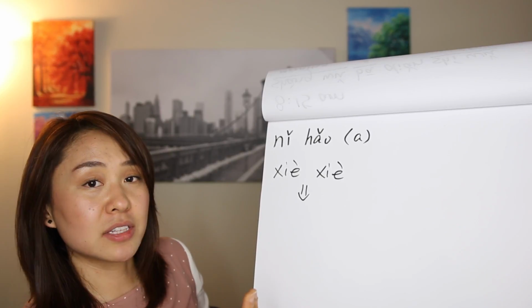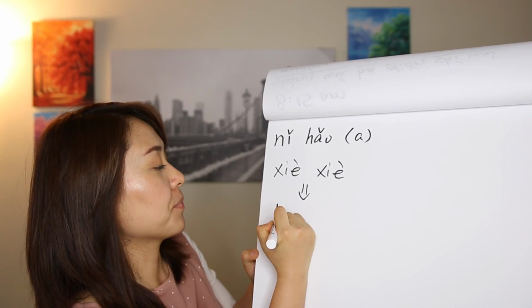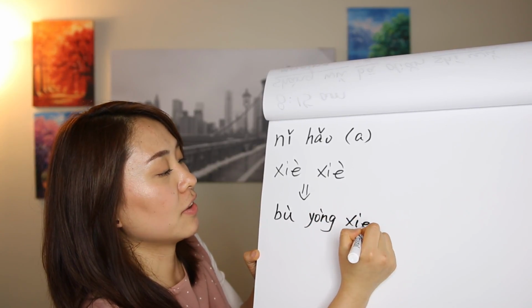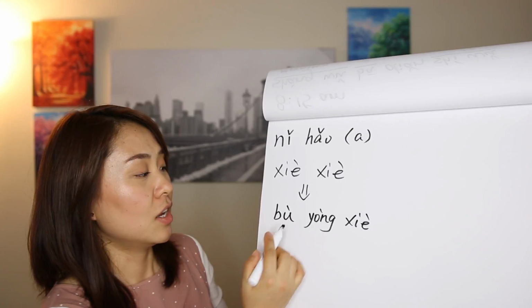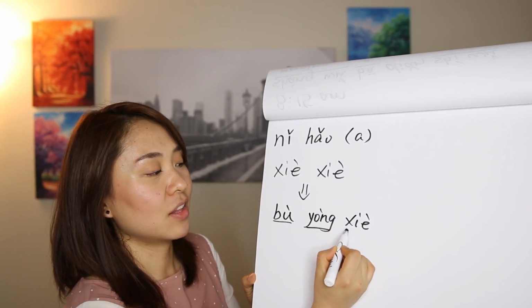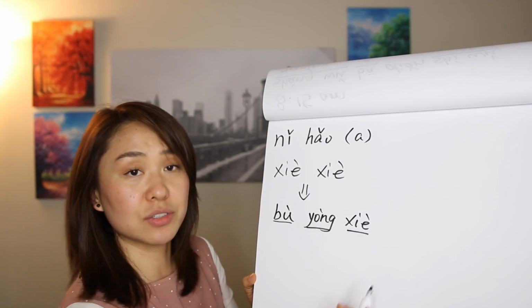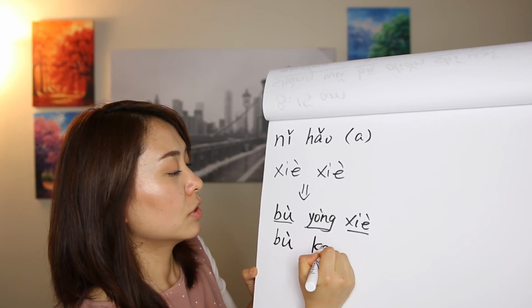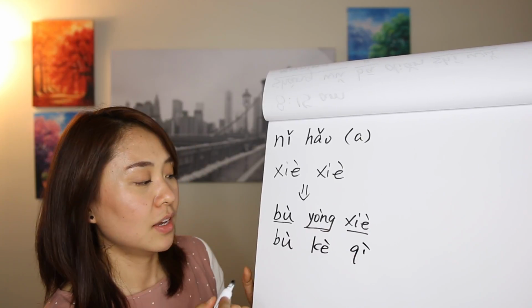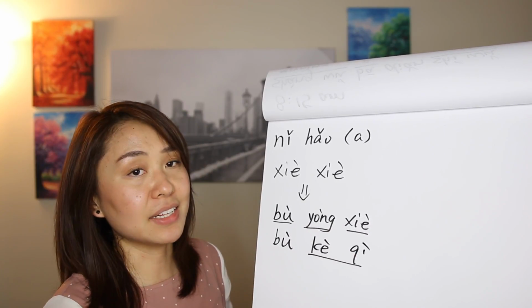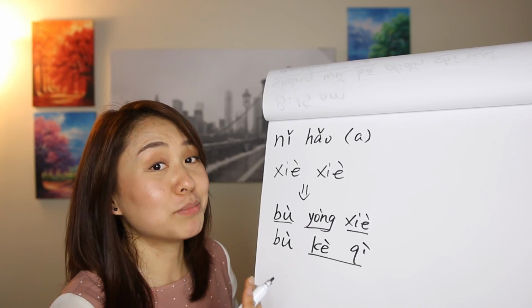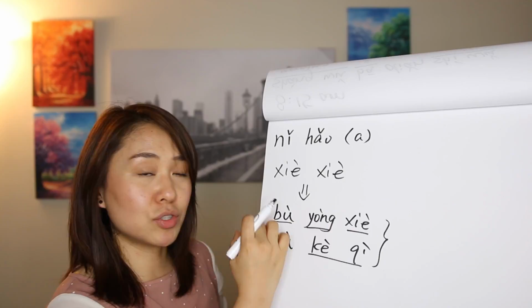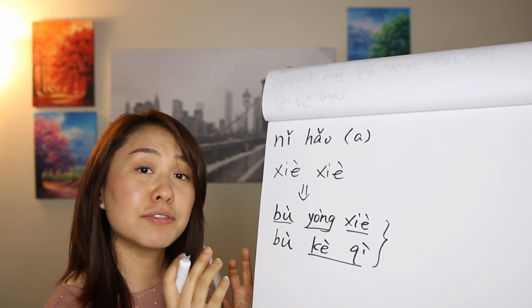The first way is the formal way. So we can say 不用谢. 不用谢 means no need, thank you. So no need to say thank you. You're welcome. Or you can say 不客气. 客气 means being polite. Like you don't need to be polite. That also means you're welcome. Both of these two phrases are used formally.